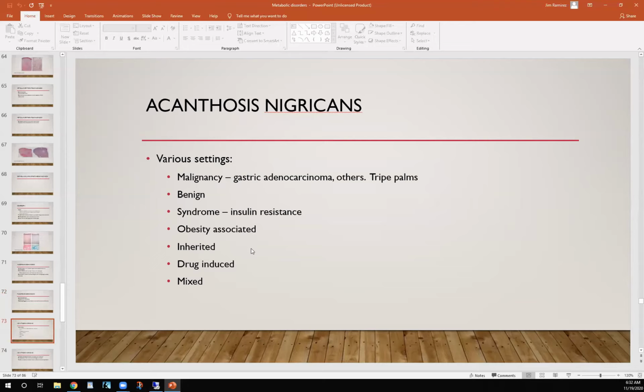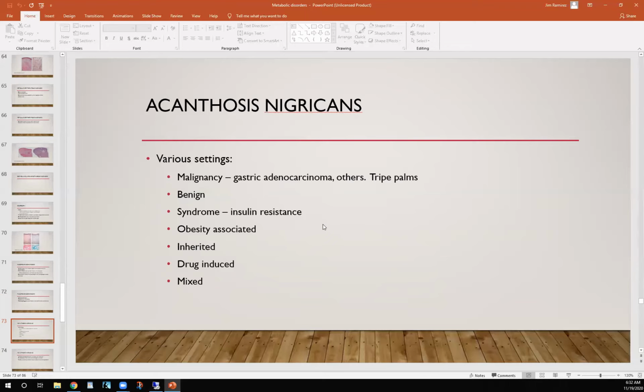Now this is a condition where we'll see acanthosis nigricans. Probably very familiar with the clinical settings, the malignancy-associated one, which is important to know because of that association with gastric adenocarcinoma in particular, but other conditions. You get these tripe palms. It's something that's been described. The benign variant, the syndrome or insulin-resistant variant, obesity-associated, inherited, drug-induced, and mixed.